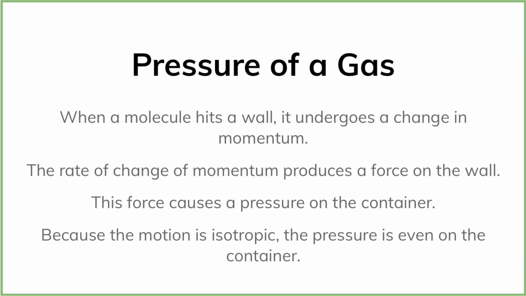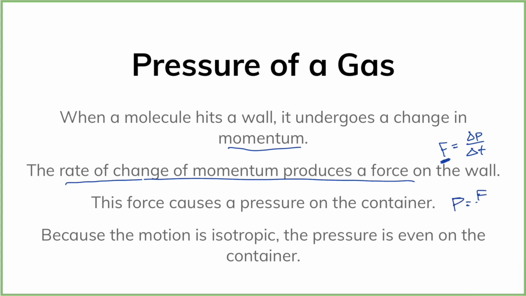So when a molecule hits a wall, it undergoes a change of momentum. And then the rate of change of momentum produces a force on the wall. That's from Newton's second law. We know that F is equal to delta P over delta T. So when the collision occurs, we get a change of momentum, which produces a force. This force causes a pressure on the container, because we know that pressure is equal to force per unit area. So these molecules are producing a force, which produces a pressure.